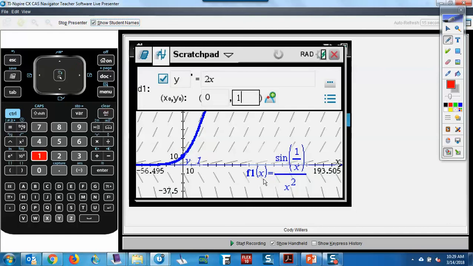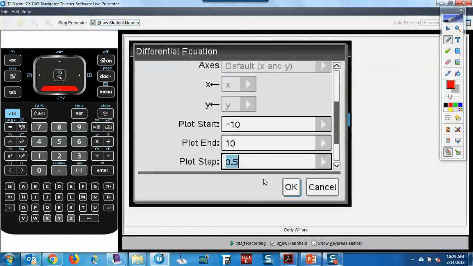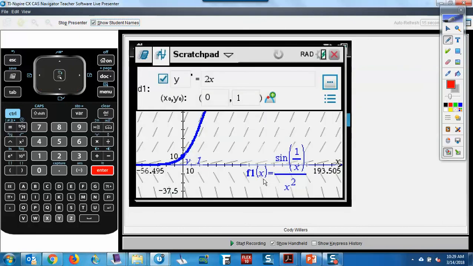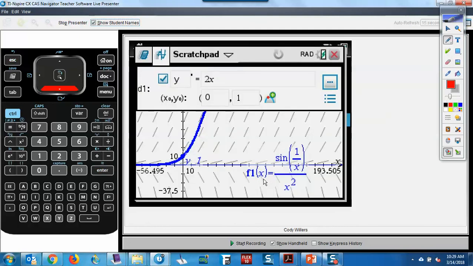Okay, and then let's go over to our step size. Let's go over to our three dots, and let's change that to 0.5. Now let's see if it is 0.5. I don't know if it'll still be 0.5. Yep, it is. Okay, so we change our step size. So that's something you always have to put in there. You have to put in your step size right there. Okay, now let's go ahead and hit enter.